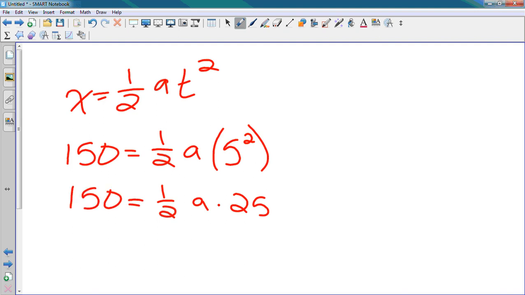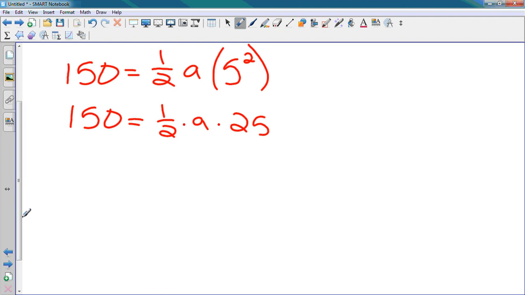Now, this is multiplication, so I can do it in any order that I want. I can multiply 1/2 times 25. Well, what's half of 25? 12 1/2, right? So I have 12 1/2, or if you want to write 25 over 2, that's fine. That's what I would write. Okay, I just put this over 1 and multiply the top, multiply the bottom, times a.